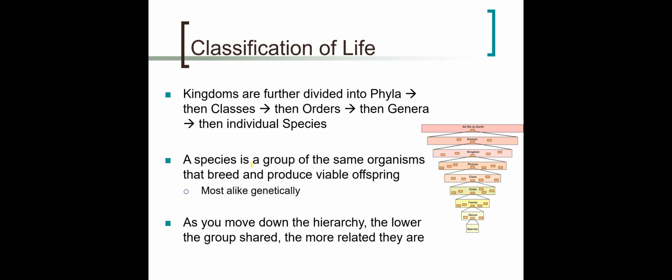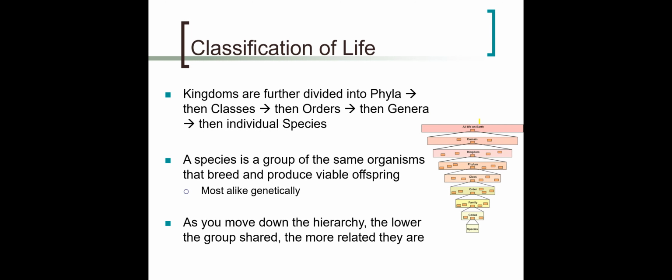And so a species is essentially a group of the same organisms. Technically, they have to be able to breed and produce offspring. And you cannot get more alike than the same species. These are going to be the most common in their genetic material, in their body plan.